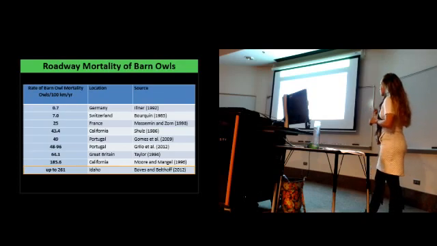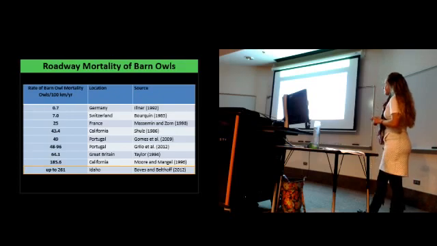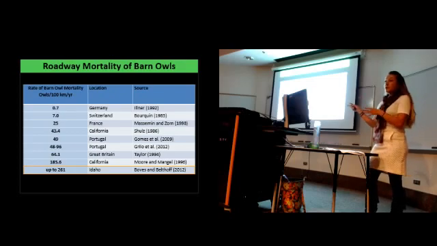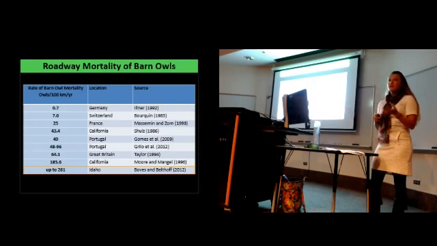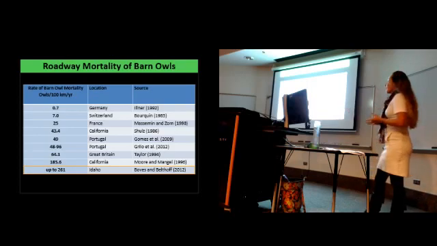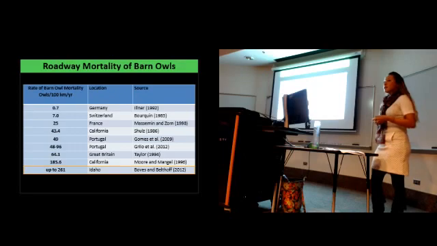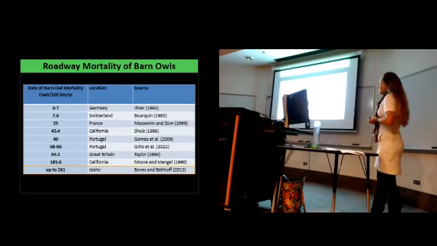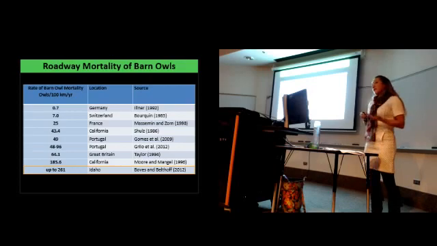Another important thing to note about this table is that all of these estimates are naive estimates. So they're unadjusted for things like observer bias, crippling bias, which is owls that are injured, fly away from the roadway, and then succumb, or scavenger removal of carcasses. In their study, Boves and Belthoff adjusted for some of those factors, and what they found was incredible, that these estimates are actually underestimating actual mortality rates by up to 50%.